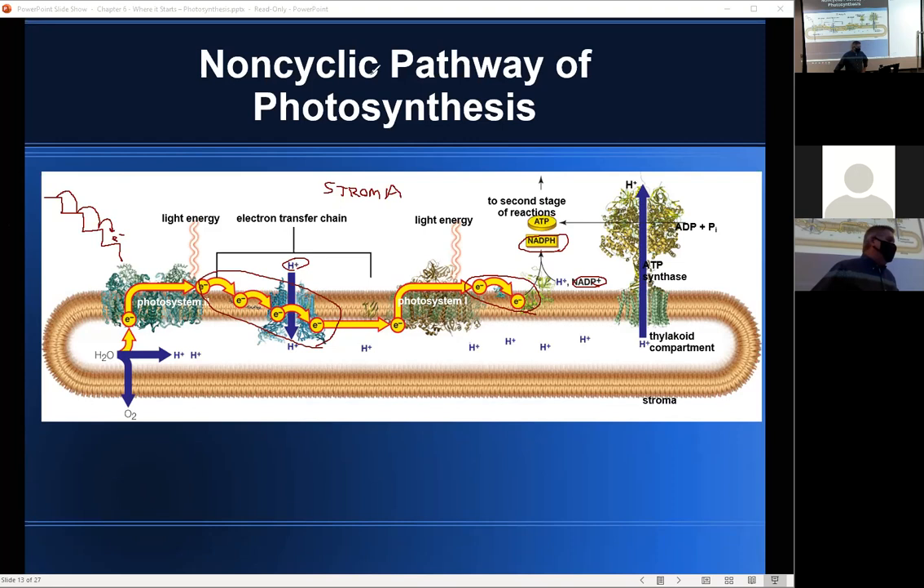Okay, so that's a good review. Oh, one more very important component. So that's photosystem 1 over here. We have the light harvesting complex, electron transport chain, and a reaction center of photosystem 2. So this is photosystem 2 over here.